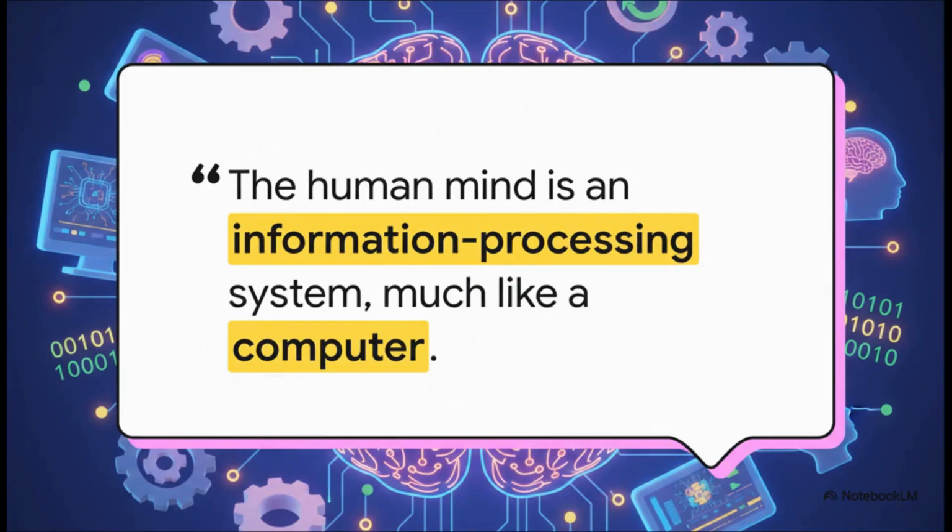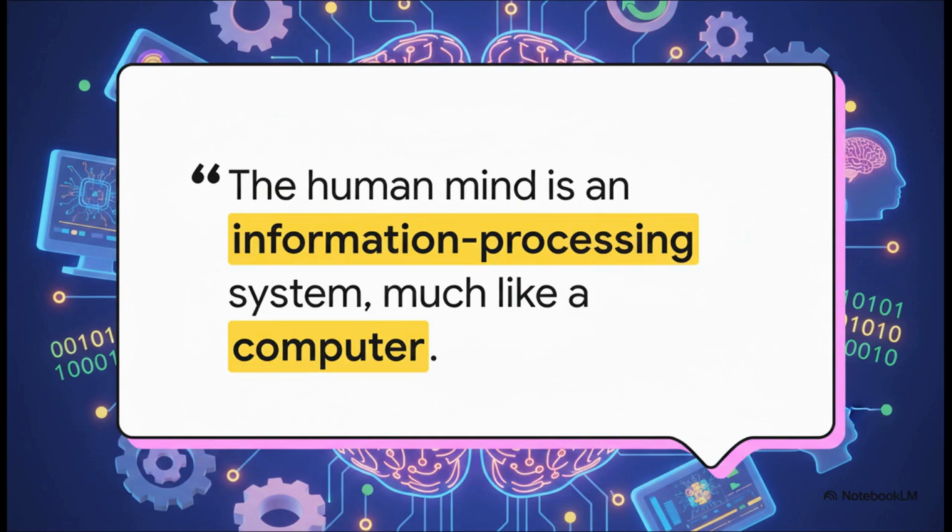The source material for today's explainer gives us this fundamental quote. The human mind is an information processing system, much like a computer. So what does this all mean? Basically, it means that our behaviors and our emotions aren't just random, chaotic reactions to the world around us. Actually, they are carefully calculated outputs produced by internal machinery.